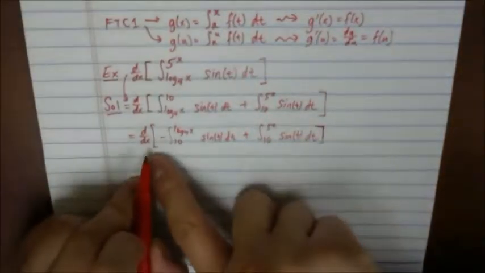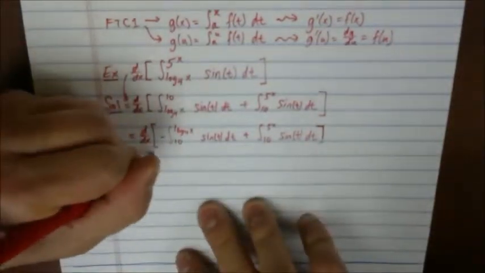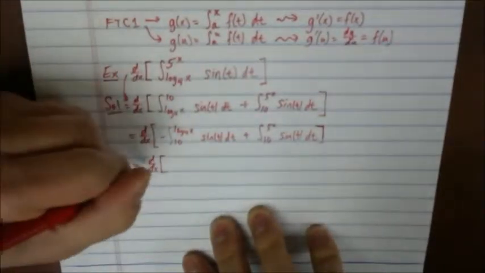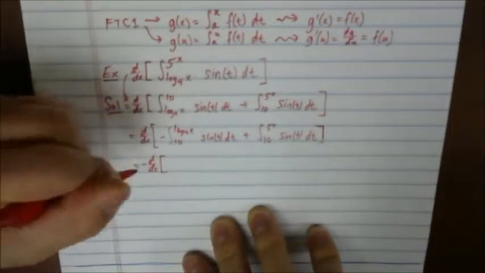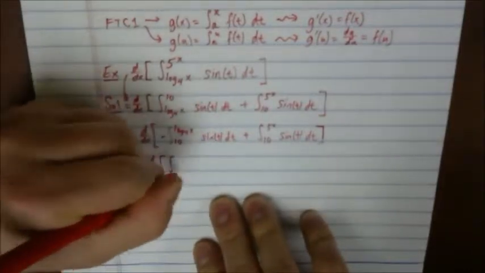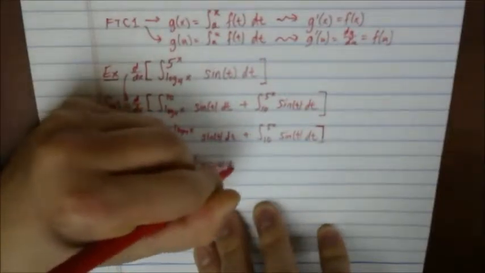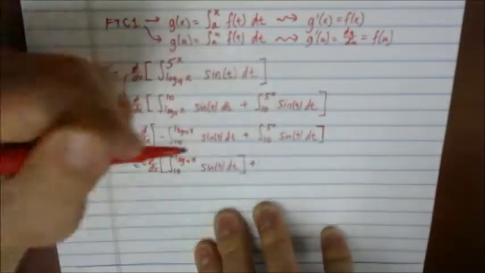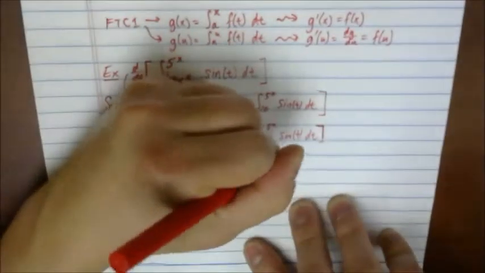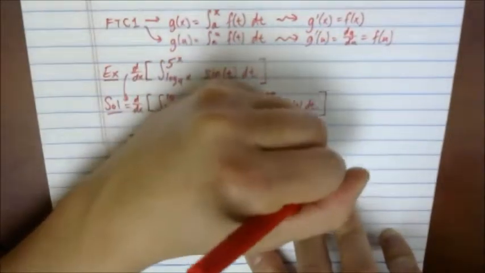Okay, to differentiate these two things, you can split at the plus sign. So here's the sum rule for differentiation. So this will be the derivative of, and let's just take that minus sign out in front, using the constant multiple rule, so negative the derivative of the integral from 10 to log base 4 of x of sine of t dt, plus, we still have to differentiate the second term as well, the derivative of the integral from 10 to 5 to the x of sine of t dt.